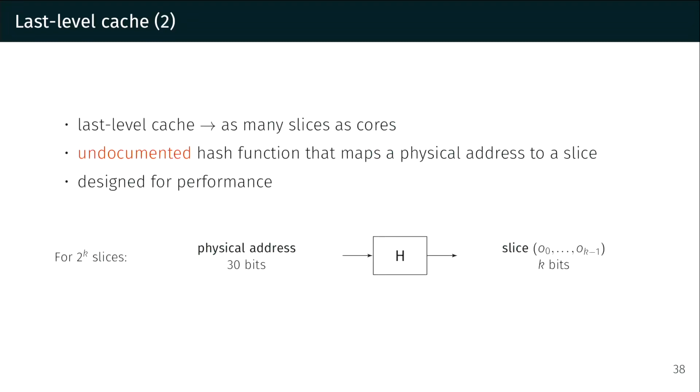So we have as many slices as cores, and an undocumented hash function that maps a physical address to a slice. While it's actually a bit of a pain for attacks, it was not designed for security originally, but for performance, because you want all the accesses to be evenly distributed in the different slices. So the hash function basically takes some bits of the physical address and outputs k bits of slice. So just 1 bit if you have a 2-core machine, 2 bits if you have a 4-core machine, and so on.